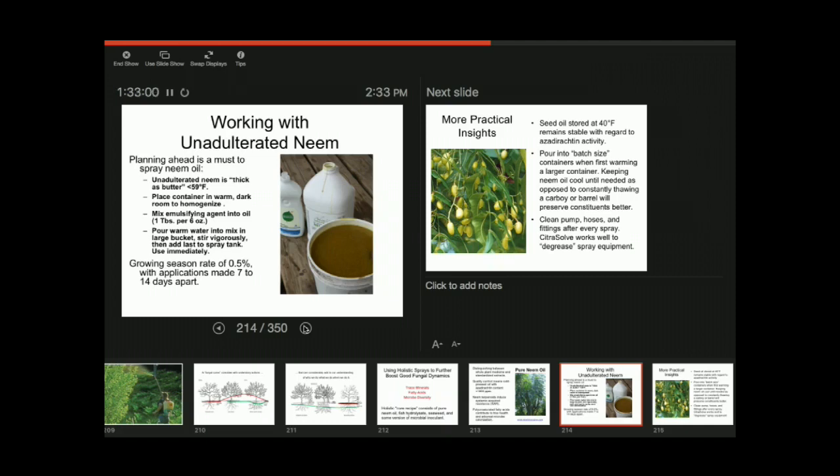That neem in turn needs to be emulsified. And by this I mean, if you put oil and water together, it doesn't mix. So you need to use some soap to emulsify the neem fats so they will disperse throughout the spray volume, whether that's a backpack sprayer or your tractor sprayer. And it doesn't take much soap.